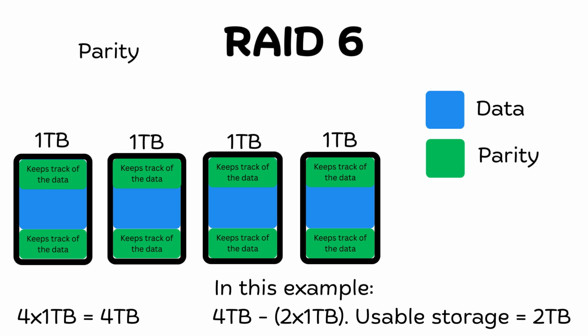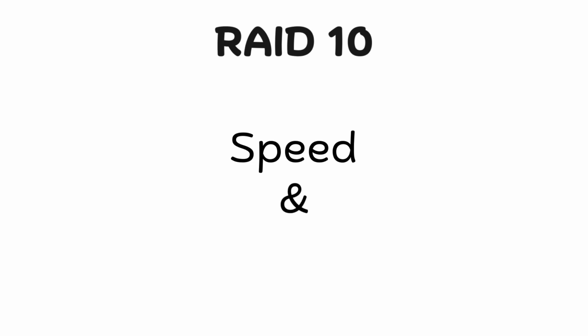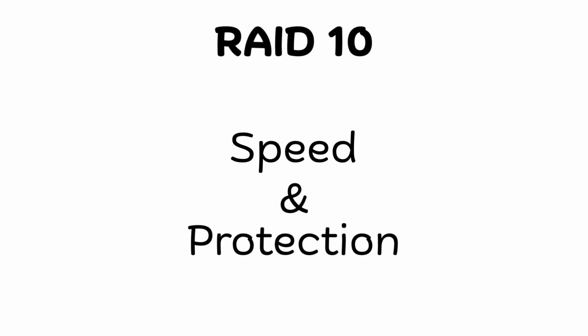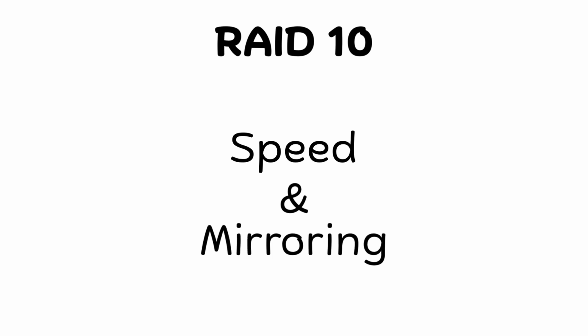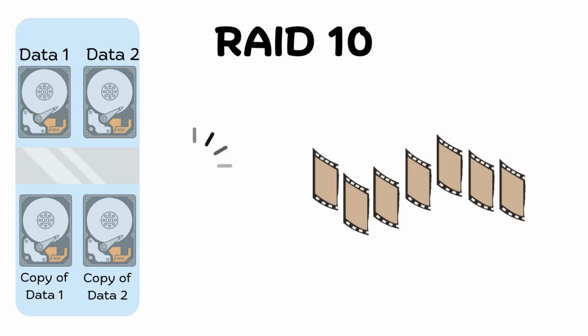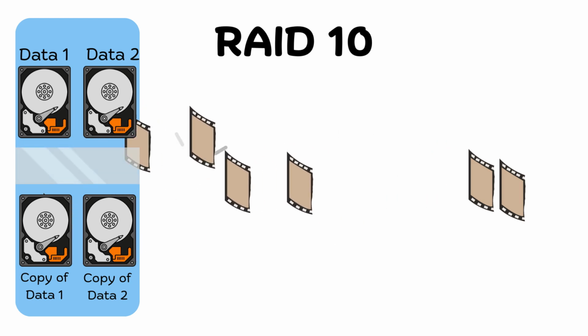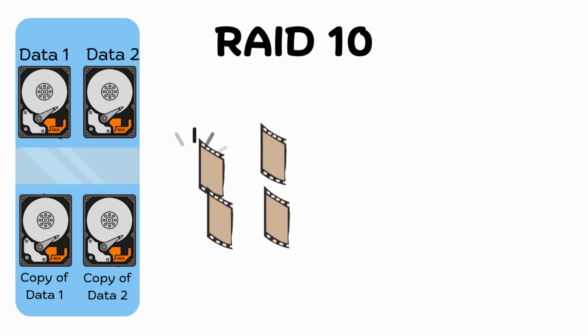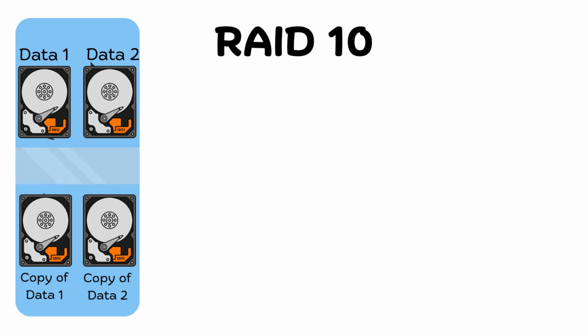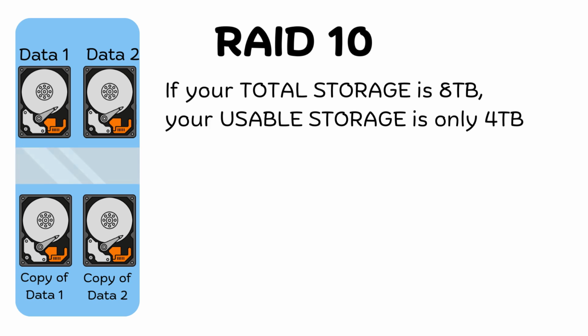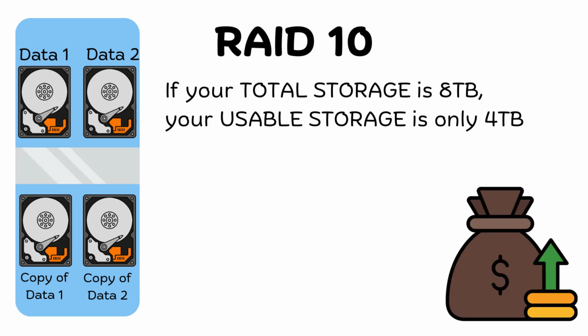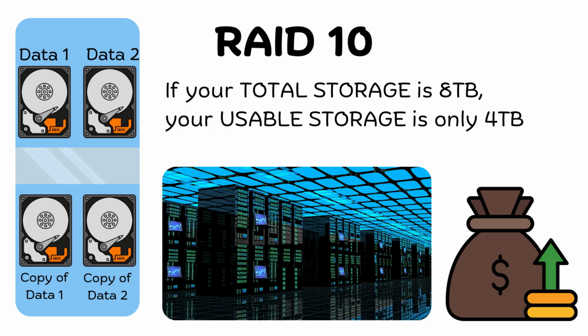If RAID 6 is all about safety, RAID 10 is about speed and protection. It's basically the best of both worlds. RAID 10 combines mirroring and striping. It stripes the data for speed and it mirrors each stripe for protection. That means your data is always duplicated, so if a drive fails, your copy is safe. RAID 10 requires 4 drives, and due to mirroring, your usable storage is half of what you have. Due to this, it can be expensive, but you get good performance and keep your data safe. It is used for when uptime and speed really matter, such as with databases.